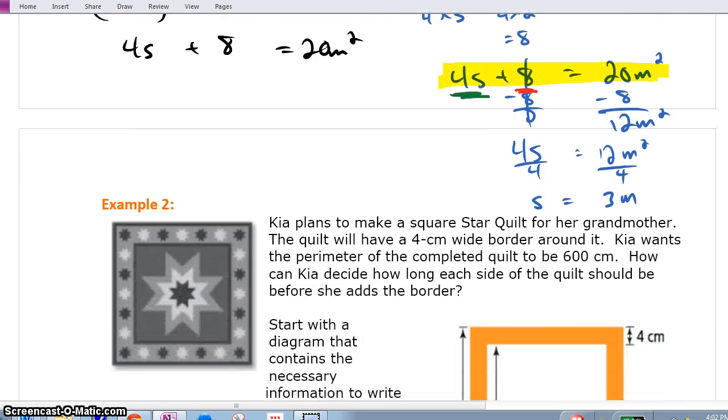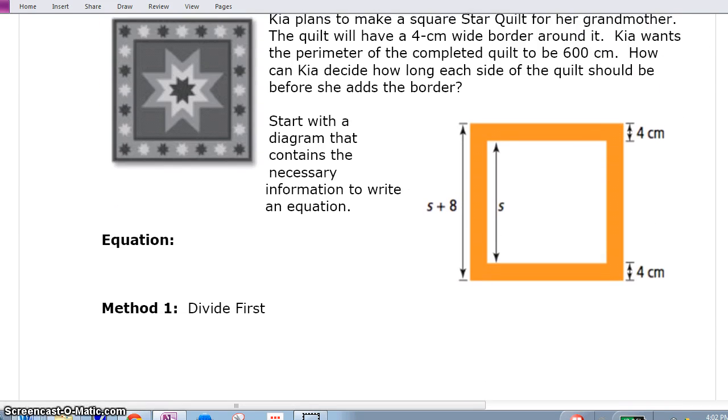Make sure you can do that. Make sure you've got your head around that distribution step. And go back and check your work. Make sure you all have all the steps written in there as well.